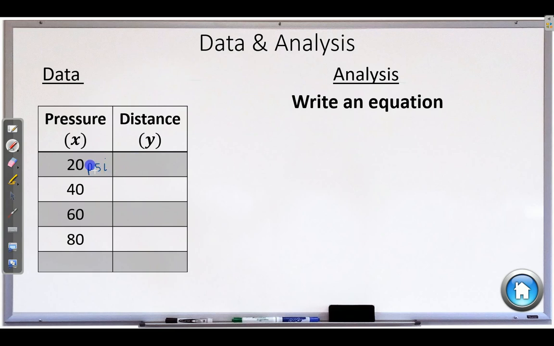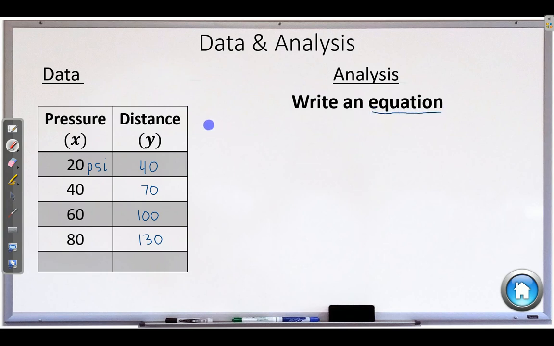If we put up to 20 psi, it goes 40 feet. If we pump it up to 40 psi, it goes 70 feet. 60 psi, it goes 100. And then 80 psi, 130 feet. So now that we have the data there, we can go ahead and do our first bit of analysis, which is to write an equation.